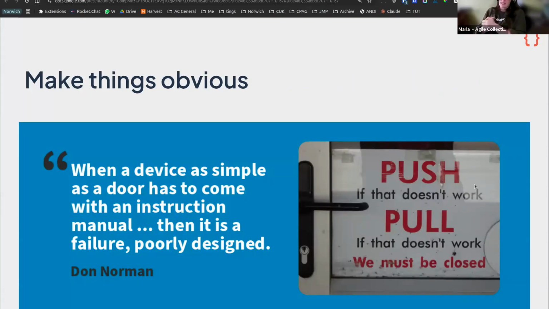There's a screenshot here of a door handle with a sign next to it that says push. If that doesn't work, pull. If that doesn't work, we must be closed. And there's a quote next to it saying, when a device as simple as a door has to come with an instruction manual, then it is a failure, poorly designed. That's from Don Norman from NN News, the UX people. So this is pointing to: make it obvious how things work.